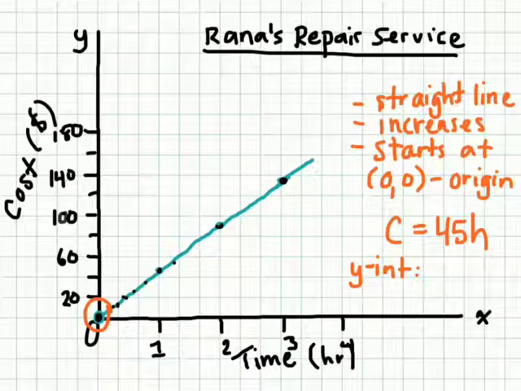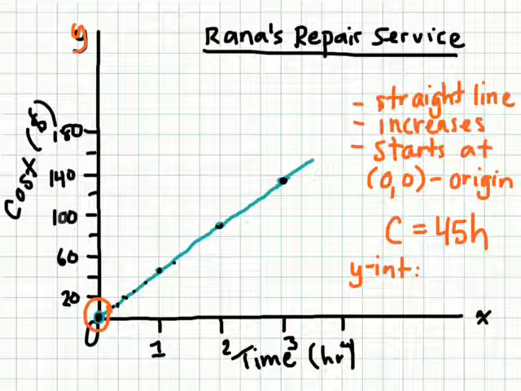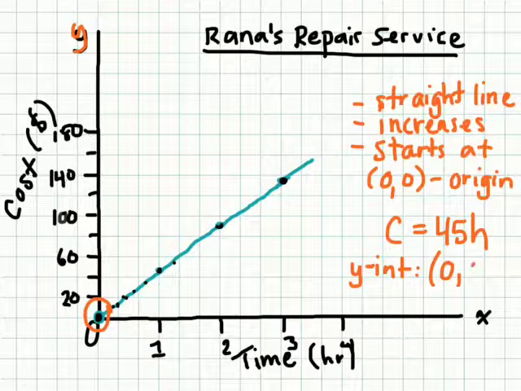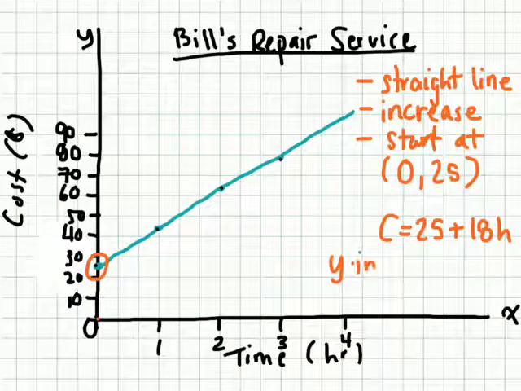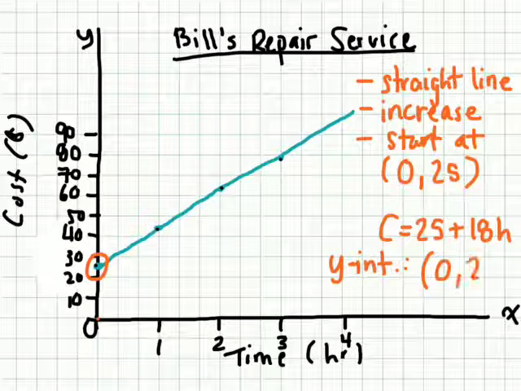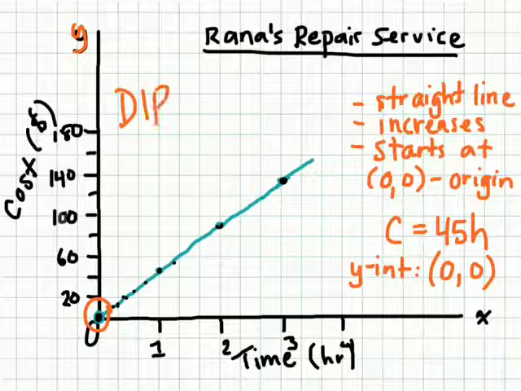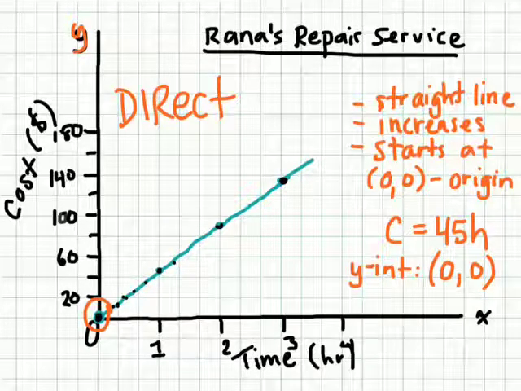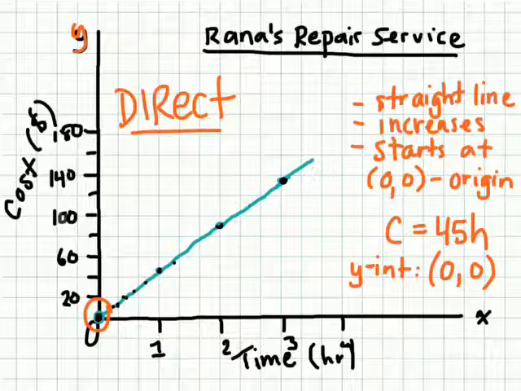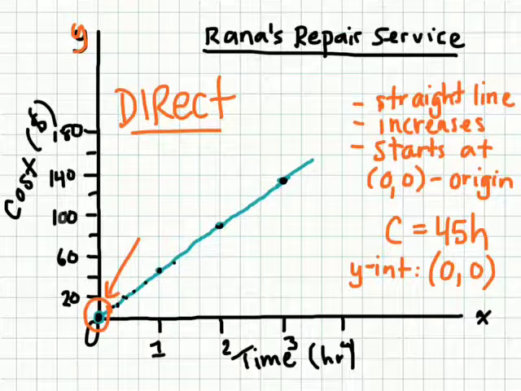We're looking for the point where the line touches the y-axis. Where does this one touch the y-axis? What coordinate? 0, 0, good. The y-intercept is located at 0, 25, good. Right here. And also conclude that this would be a direct relationship because, why? Yep. It starts at 0, 0. A multiple of a variable. Yeah, it starts at 0, 0, and it's increasing by the same amount every time.